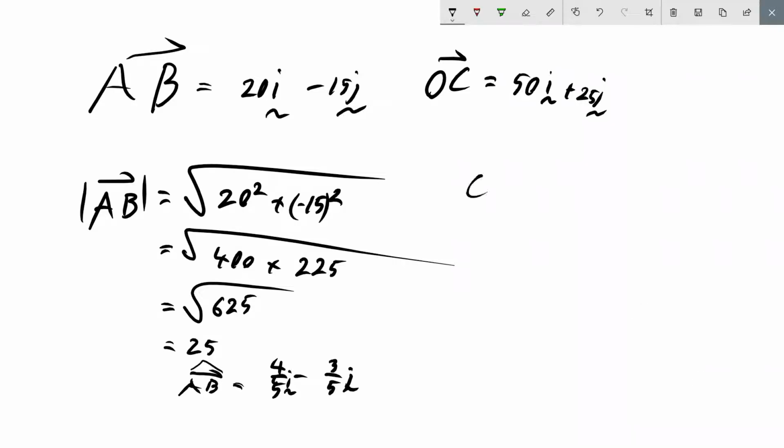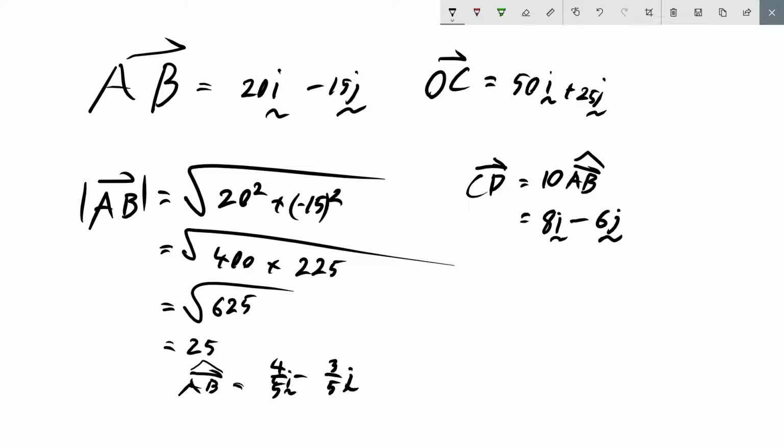So CD is equal to 10 lots of AB unit vector. So that's going to equal 40 over 5, which is 8i, minus 30 over 5, which is 6j. Quite a nice result.